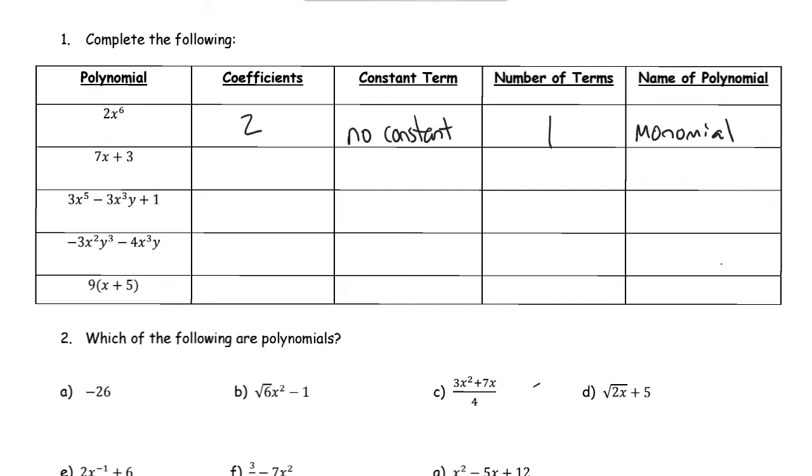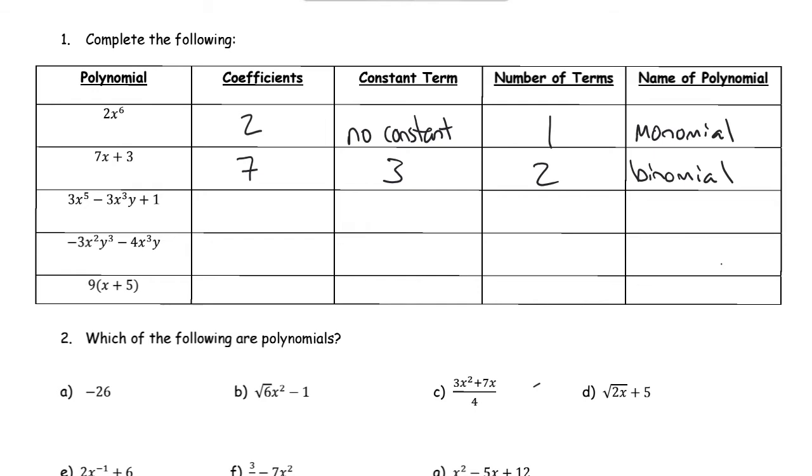For the second polynomial, it's not nearly so complicated. When I look at the term with an x, I see that the number in front is 7, so the coefficient is going to be 7. The constant term is the value that doesn't have a variable multiplied by it, and that's just going to be the 3. There are 2 terms here, and that makes this a binomial.